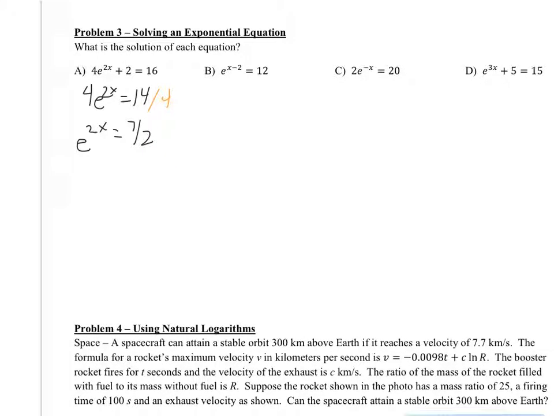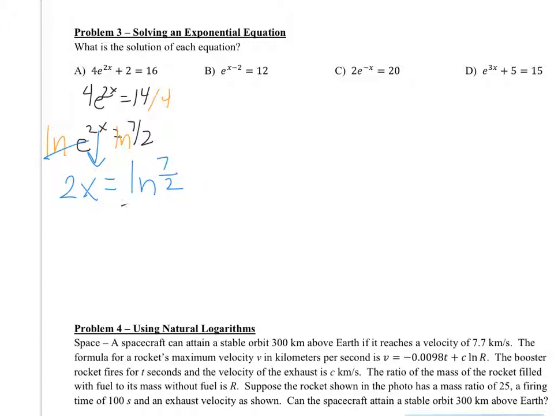Move this over a little bit. Natural log over here, natural log over here. The reason why we do that, remember, is that there's a base e here. So base e natural log with base e exponential will cancel each other out. Wham, bam, thank you, man. Leaving you with just the 2x is equal to the natural log of 7 halves.